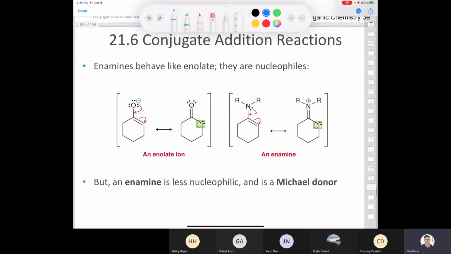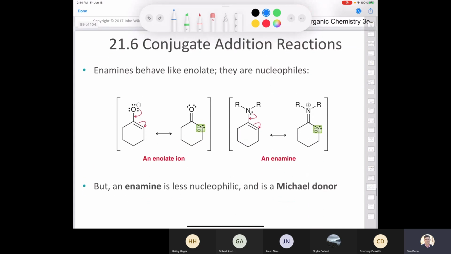Okay? So it says here the enamines behave like an enolate. They're nucleophiles. However, when you look at the enolate ion, you only have a negative charge in the molecule, whereas in the enamine, you can draw a resonance contributor where there's a negative charge on this carbon here, but there's also a positive charge here, right? So the charge over here is -1 and the charge here is 0. So an enamine is nucleophilic but less nucleophilic, and therefore it makes a Michael donor.